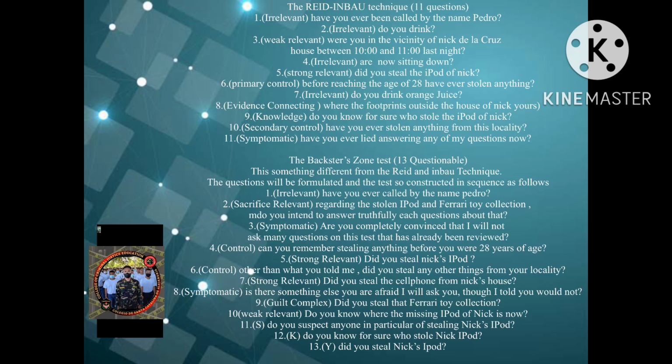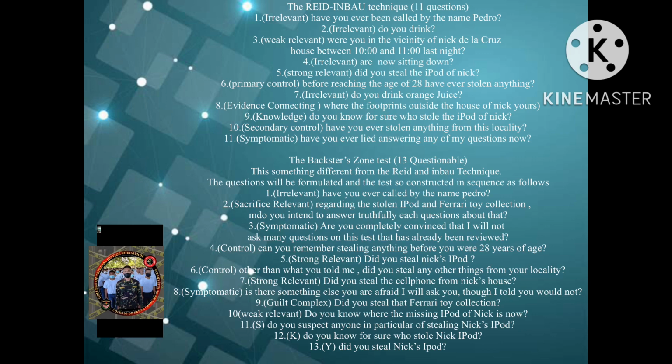What are primary control questions? They recall offenses done from the time of childhood up to 3 to 5 years before the occurrence of the present offense being investigated. So an example of that is, before reaching the age of 28, have you ever stolen anything? So that's the example of primary control. So number 7 is a relevant question again. Do you drink orange juice?